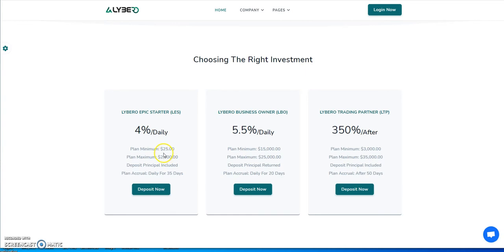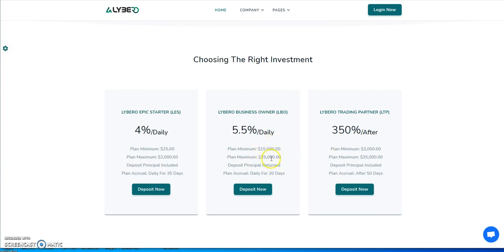Anyhow, choosing the right investment. You got a 4% daily, $25 to $2,000. That's only 35 days. So that's the test, right? 35 days. This is the test also, but $15,000, $25,000. We don't know how many people are going to actually do that, but you get a higher rate of return daily versus this one. It has a shorter cycle, 20 days. And this one, your principal is included as you make your rate of return. So basically, you put in $1,000, you're going to get $1,000 back in your return first before it's all profit for that whole 35-day duration. This one is saying you're going to get your deposit returned after 20 days. So that's interesting.